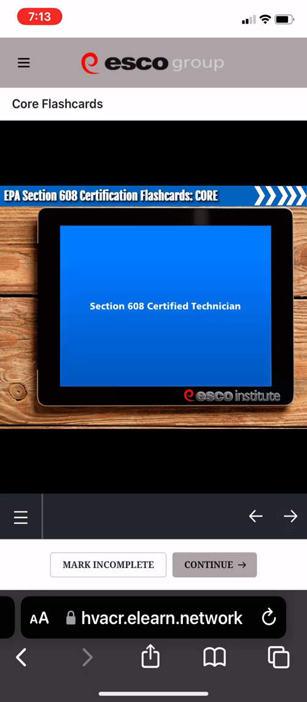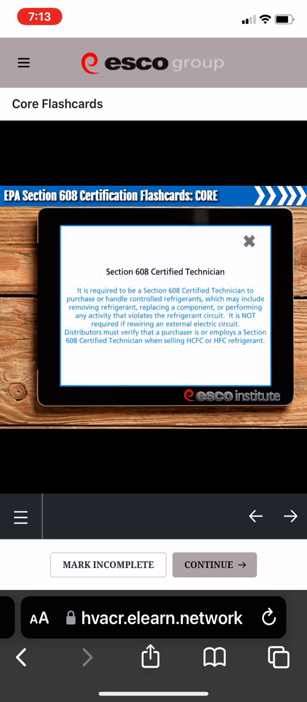Section 608 certified technician. It is required to be a Section 608 certified technician to purchase or handle controlled refrigerants, which may include removing refrigerant, replacing a component, or performing any activity that violates the refrigerant circuit. It is not required if rewiring an external electric circuit. Distributors must verify that a purchaser is or employs a Section 608 certified technician when selling HCFC or HFC refrigerant.